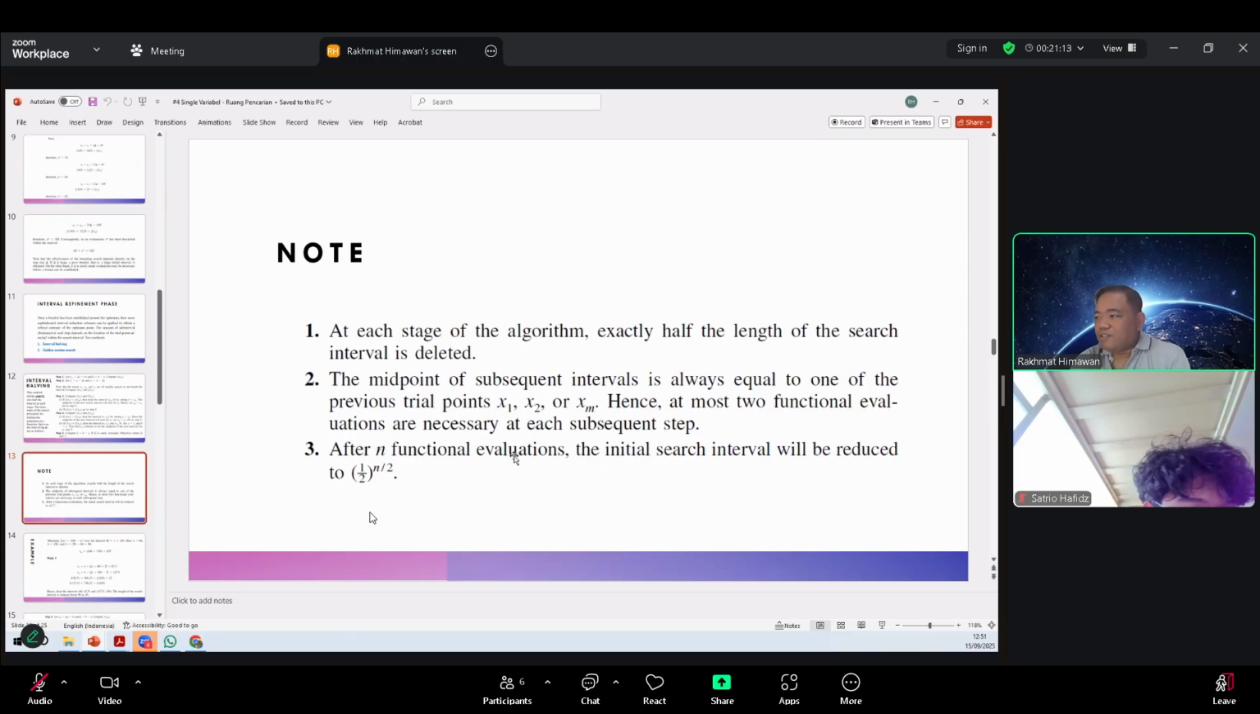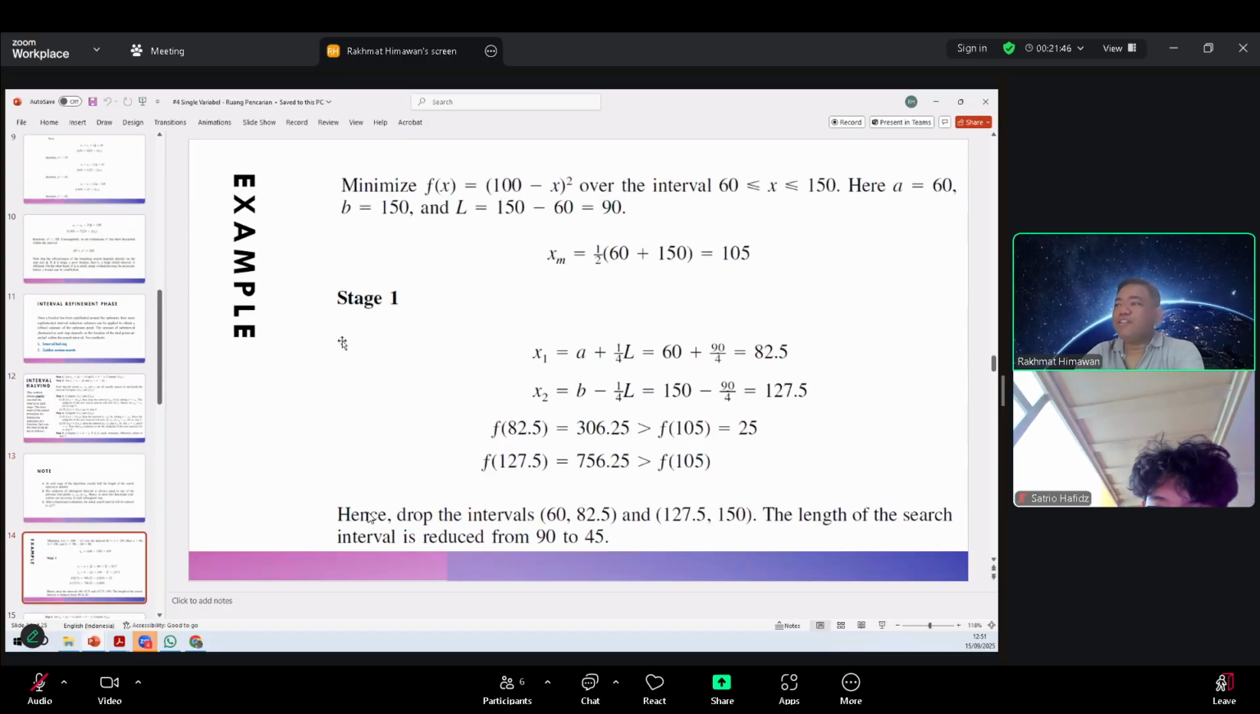And after n function evaluations, basically iterations, the initial search interval will be reduced to this. If you want to know how fast it's reduced, the speed of the reduction is (1/2) to the power of n/2. If someone asks you about the speed, or how the size shrinks, that is the answer. Okay, let's go to the example.